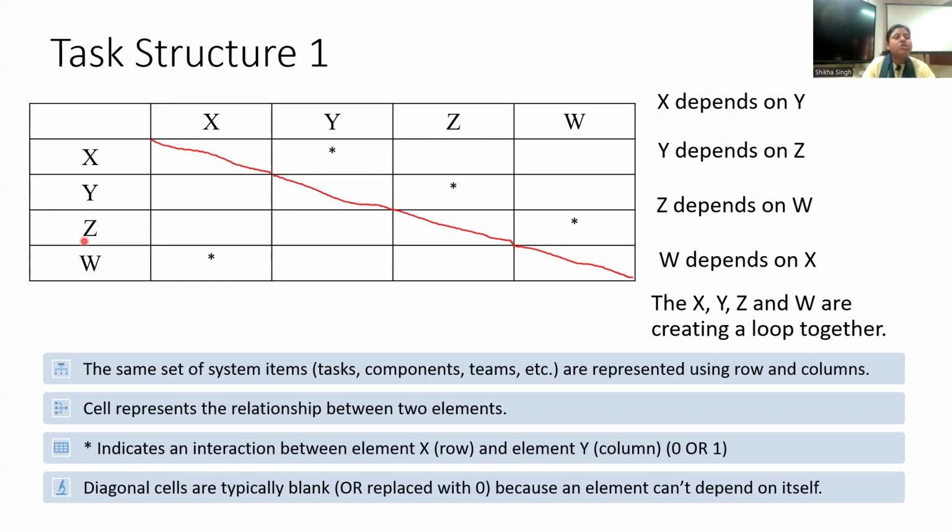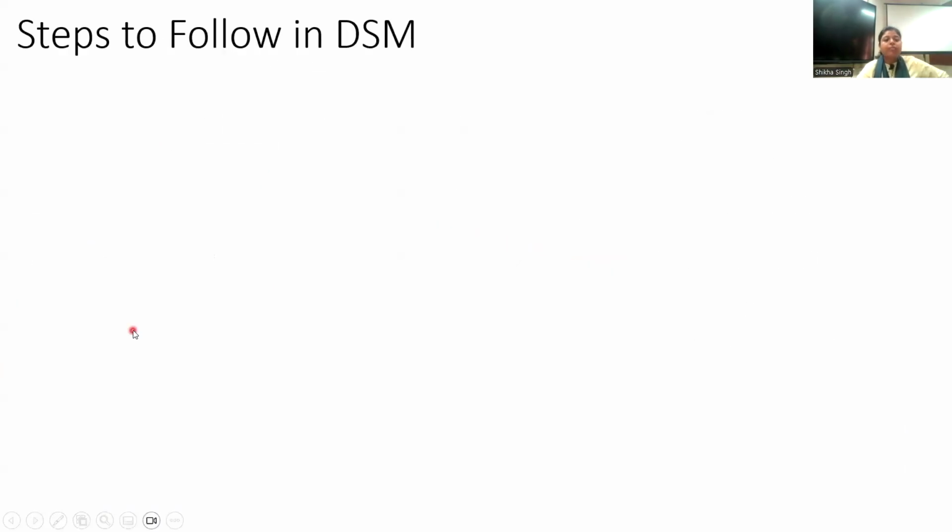And in order to minimize those problems, it becomes very important to develop the system architecture very intelligently and logically so that it can be completed in an optimized way, right? So that's the major takeaway of this design structure matrix, or the task dependencies, right? So now you see what the steps to follow in the design structure matrix are.